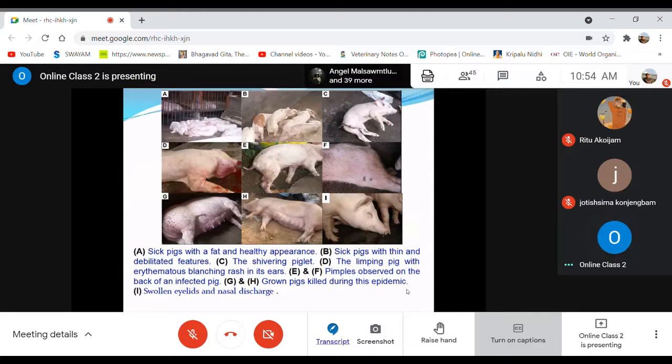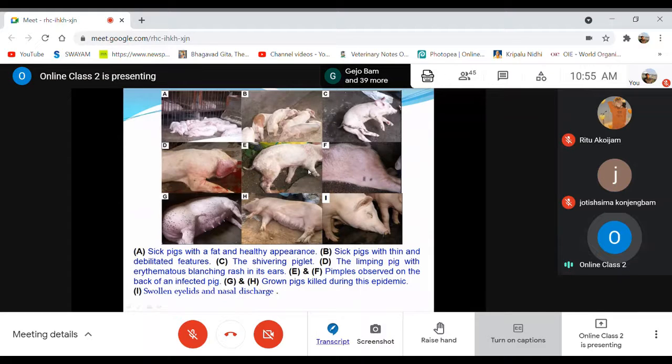Then these are some more pictures. Others are more or less the same as with your classical swine fever. Okay, so these are the different pictures. But the only thing I was talking about is the severe bluish discoloration, as well as the swelling due to edema. That is very typical or more prominent in the case of PRRS.